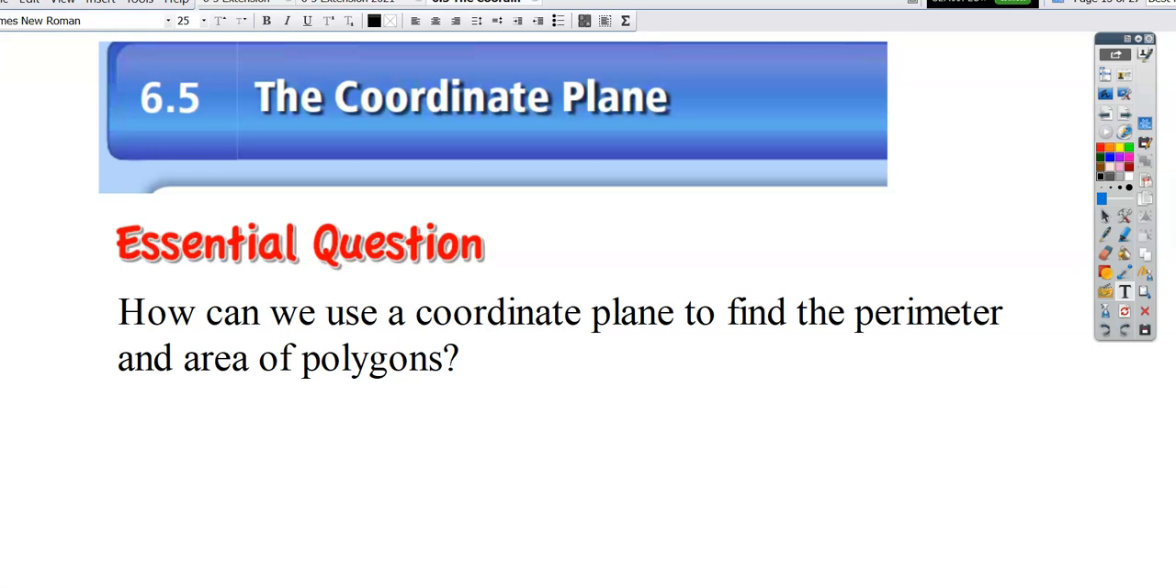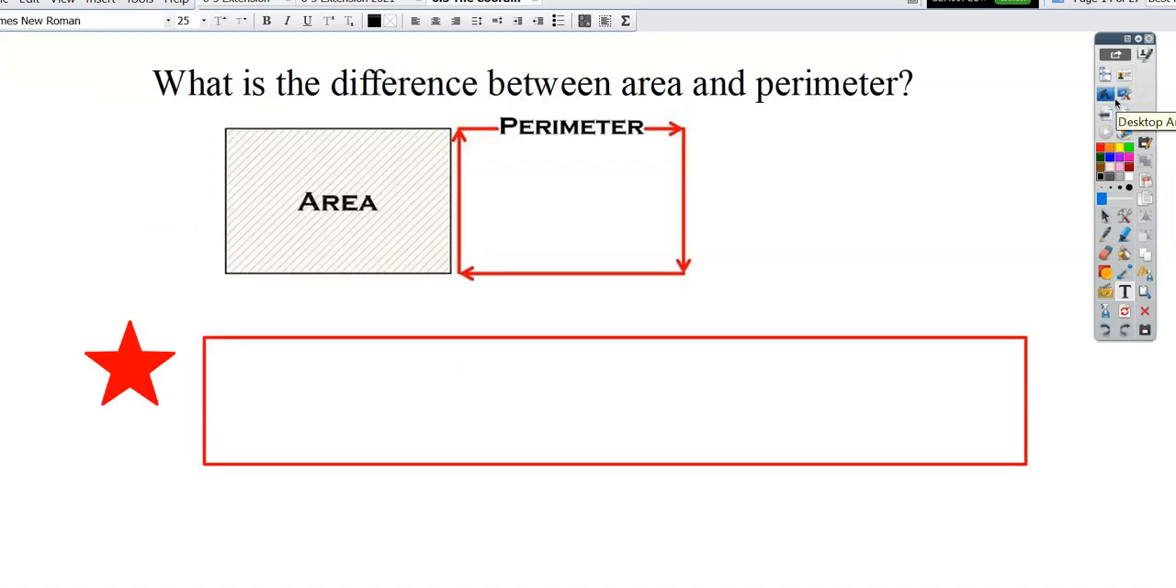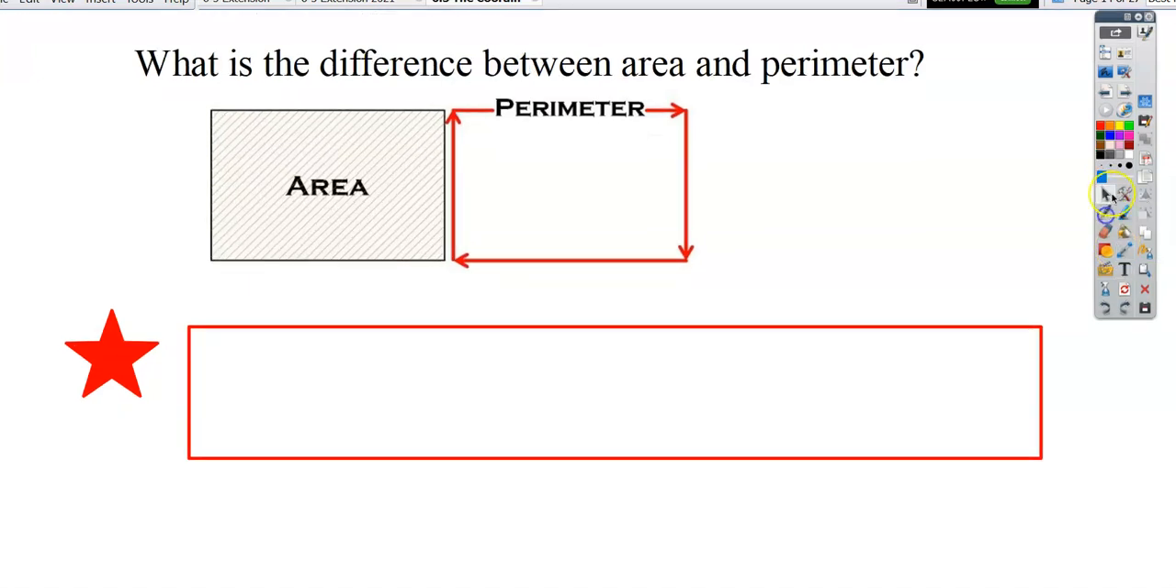Today's lesson is still about the coordinate plane, and the essential question is, how can we use a coordinate plane to find the perimeter and area of polygons? So what's the difference between area and perimeter? It's kind of what I want you to think about and remember. So pause this video, write down in your own words what you think the difference is.